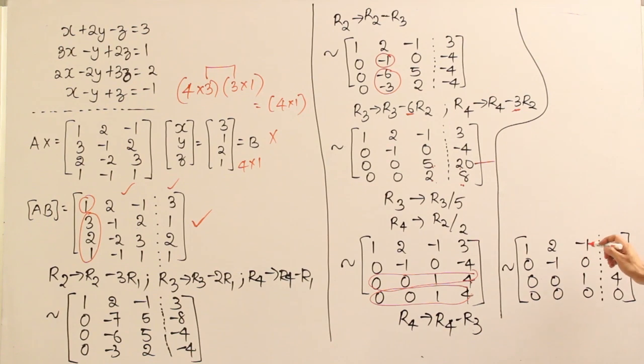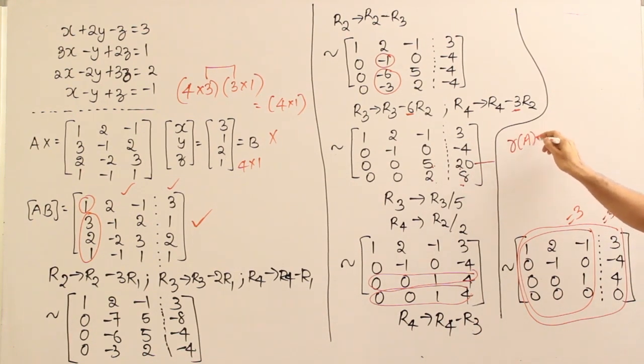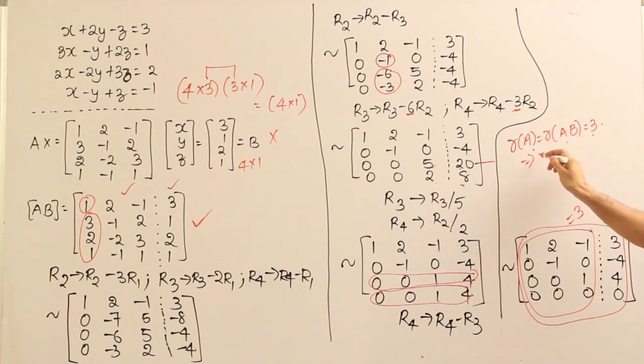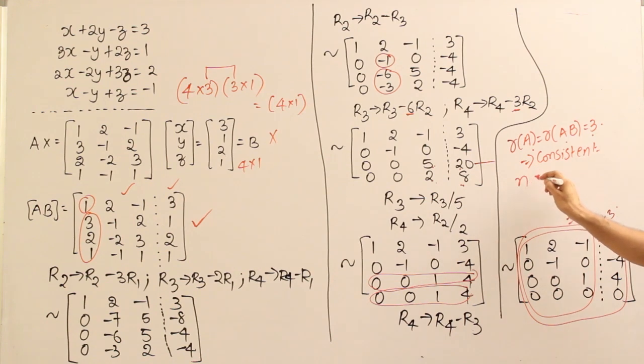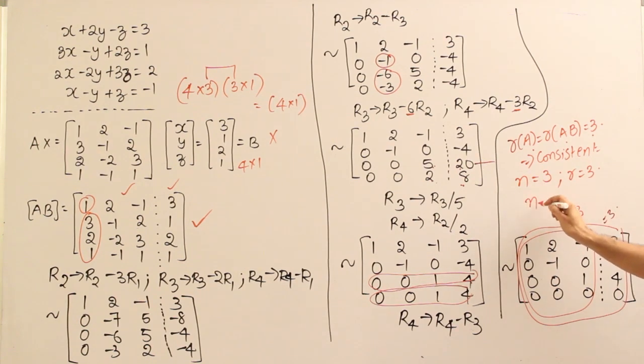Now if you observe it, the number of non-zero rows in the matrix A is equal to 3, and the number of non-zero rows in the matrix AB is also equal to 3. Therefore rank of A is equal to rank of AB is equal to 3. So both the ranks are equal. So what can we say? That they are consistent, right? So consistency is obeyed. And then what about the number of variables? Number of variables is equal to 3 and the rank is also equal to 3. Therefore n equals r. What can we say? Unique solution.